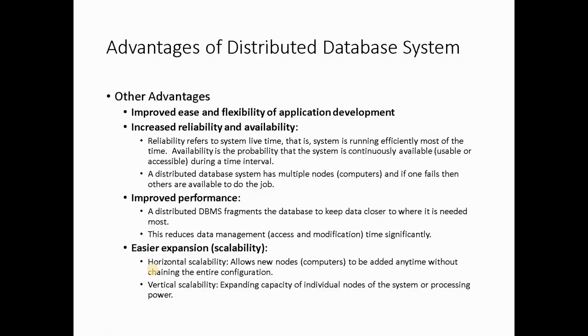Okay. Other advantages. So the first one, improved ease and flexibility of application development. Developing and maintaining applications at different geographically distributed sites is facilitated. And then increased reliability and availability. Now reliability means the system is live, that is running efficiently most of the time, right? And availability means that the system is continuously available. Now, if you look at a centralized system, and if it fails, the whole system cannot be accessed. In this particular case, we have several nodes and data is replicated, which means failure of one node does not affect the overall system.